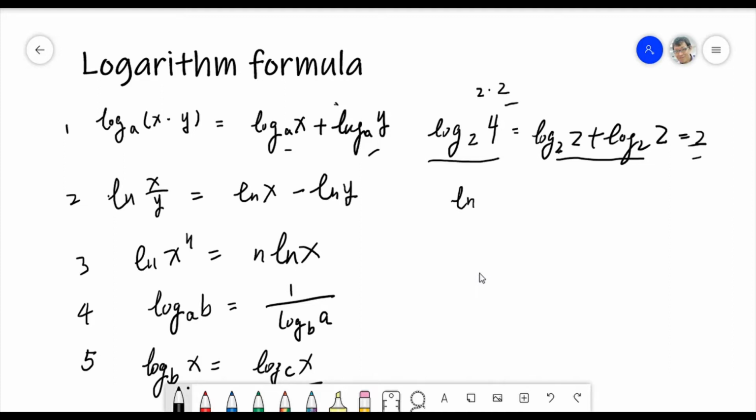If x is 4 and y is 2, so it's the natural log of 4 over 2, this equals the natural log of 4 minus the natural log of 2. It's exactly that. Okay, so let's see the next formula.